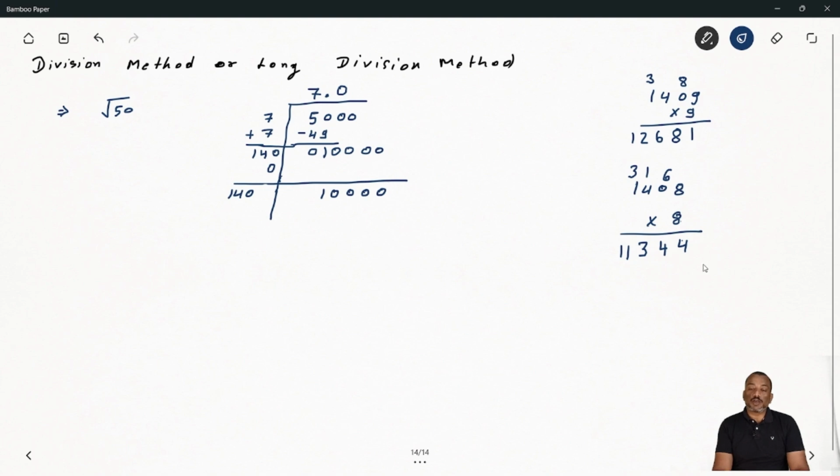So it is also coming greater than 1407. So you can try with the 7. So how much you will get here? 7 times 7 you will get 49.